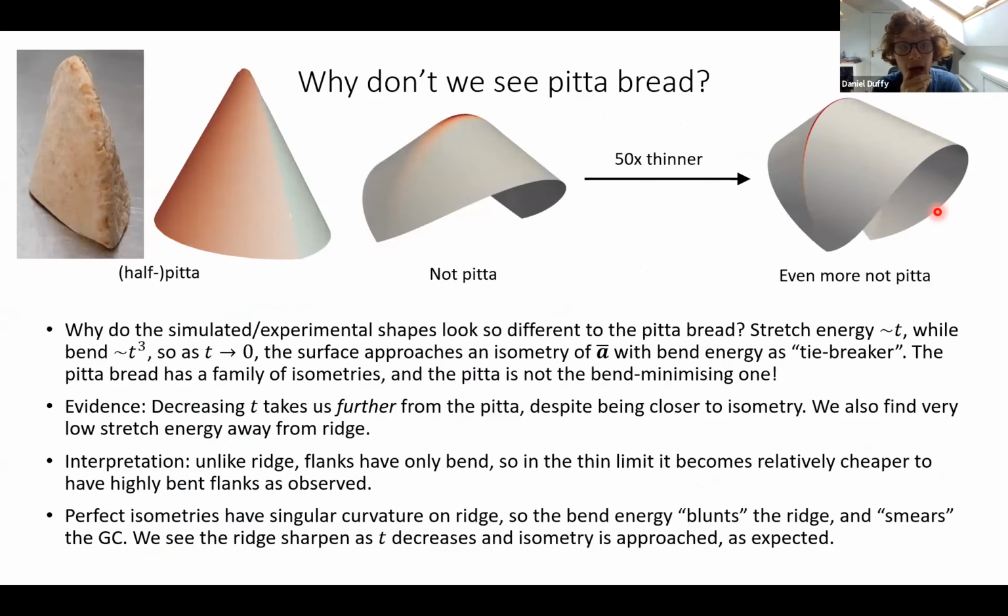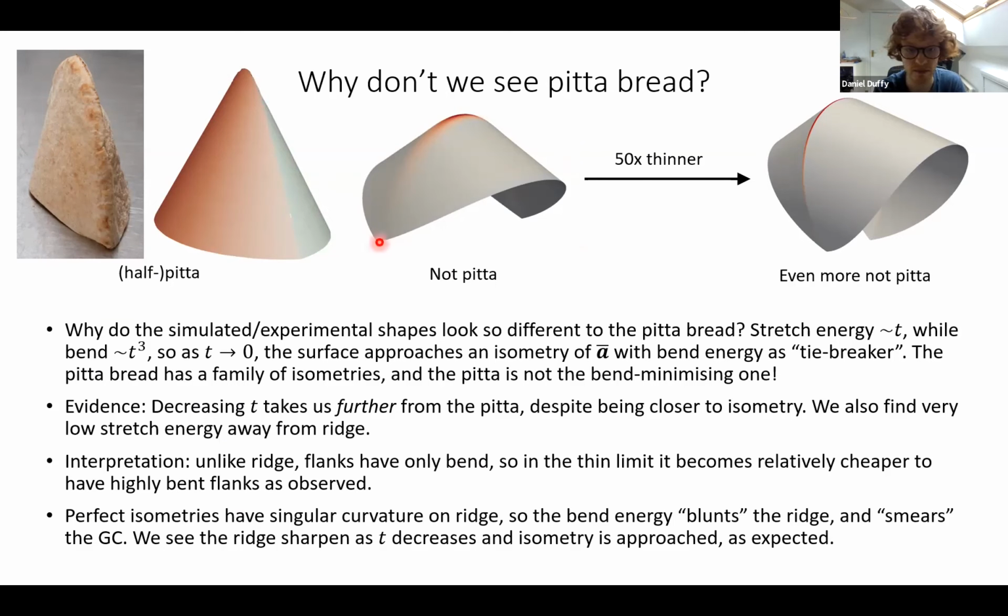Okay, so a question which hopefully is maybe starting to worry you is, why do we not see this pitta bread thing? I should say, in case it's not known to anyone, pitta is a kind of bread. I took a picture of this earlier. It's just the best name we could come up with for this kind of shape. Two flanks of cones with the base in a plane with this ridge between them. But the point is, the simulations I've shown you don't really look like that.